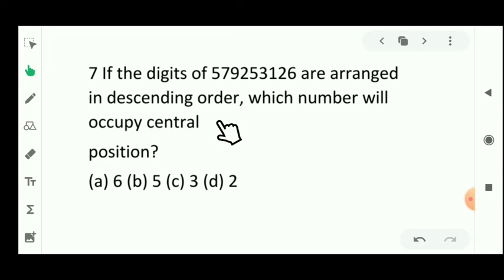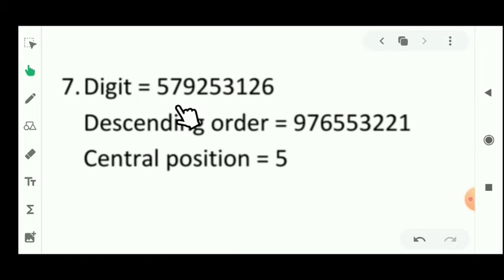The next question is: these are the digits given in the question. They will be arranged in descending order. Then we have to find the number in the central position, that means in the middle. Let's see the solution. The digits are these. After arranging the digits in descending order, this will be obtained. And when we find the middle digit, 1, 2, 3, 4, 5, that means the fifth position will be the central position. I hope now exercise number 12.1 will be easy for you.